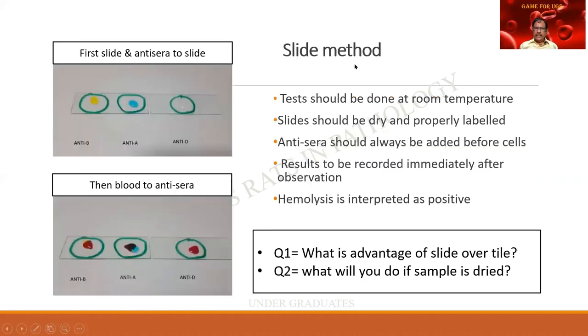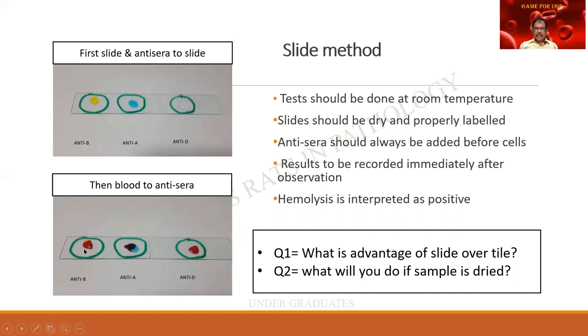The slide method, as I had mentioned earlier. In the examination, you people are doing this, but you are given a white tile or a plate on which you do the blood grouping. Hence, we call it a tile method. It is the very same as the slide method. And look at what is happening. There is a slide over here in which two circles have been drawn, and another slide has been taken with a single circle. In each of these circles, the anti-sera is placed. Anti-B anti-sera, anti-A, and anti-D anti-sera.